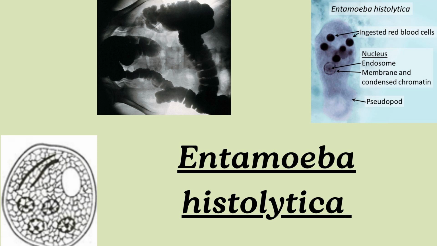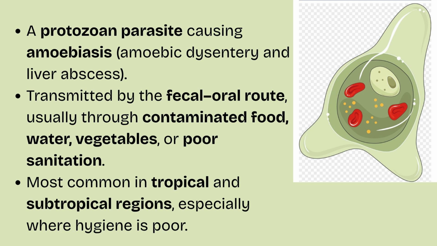Today we will be studying about Entamoeba histolytica, an important pathogenic protozoan responsible for causing amoebiasis in humans. Understanding its morphology, pathogenesis, diagnosis and treatment is essential as amoebiasis remains a major public health problem in many developing countries. Entamoeba histolytica is a protozoan parasite that causes amoebiasis, a disease affecting the intestines and sometimes spreading to other organs like the liver, resulting in amoebic dysentery and liver abscess.